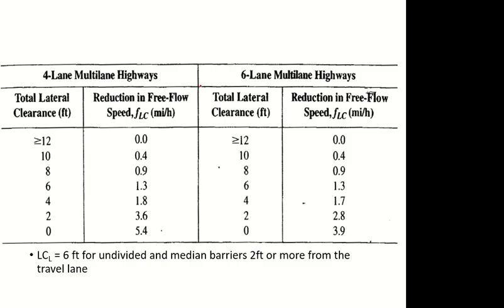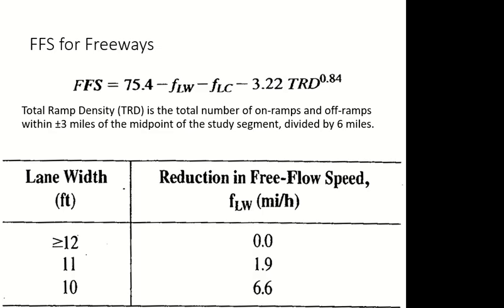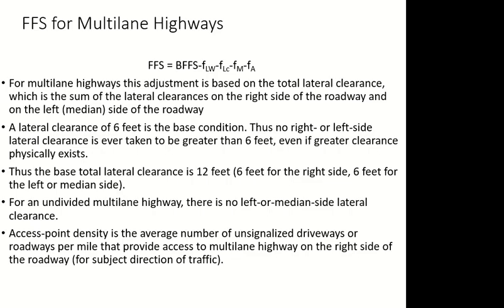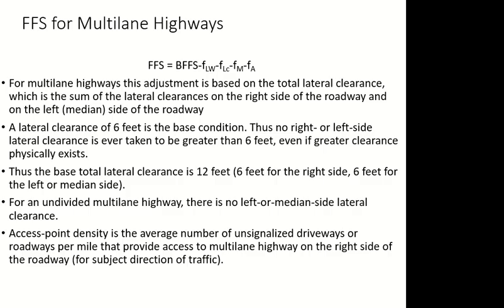And again you need the number of lanes as well. Then we have two more factors. One for median type. I told you can have divided and undivided highway. The next one is for access point. I already explained: right in, right out without signals. You count them, divide by the length. This will give you access point density, and you take the factor from here. So you have 4 factors: lane width, lateral clearance, median type, access point density. You put these 4 factors with the base free flow speed, and you get the free flow speed of the road.